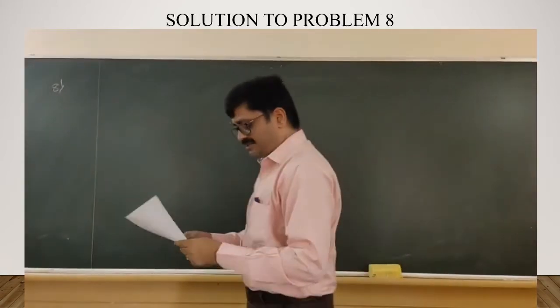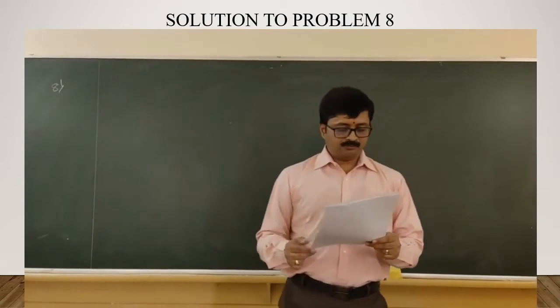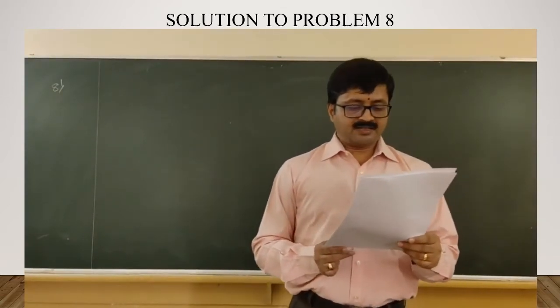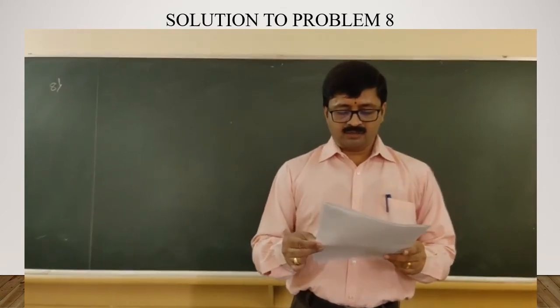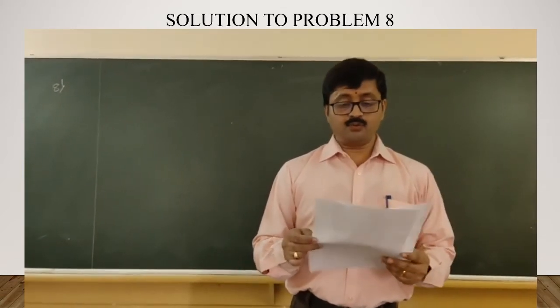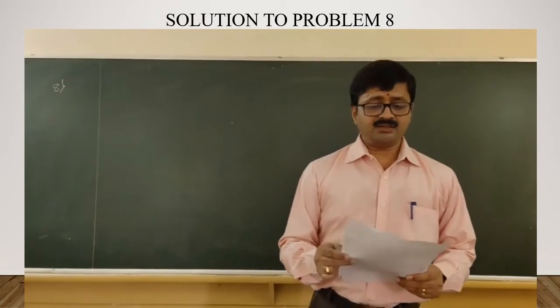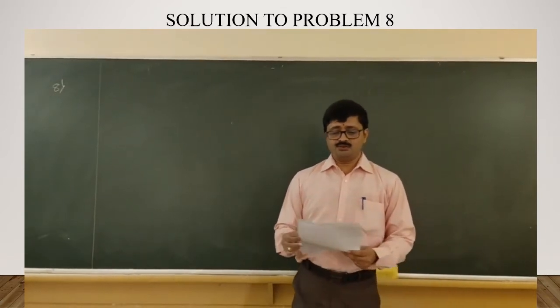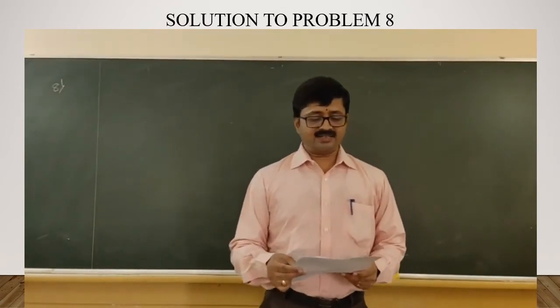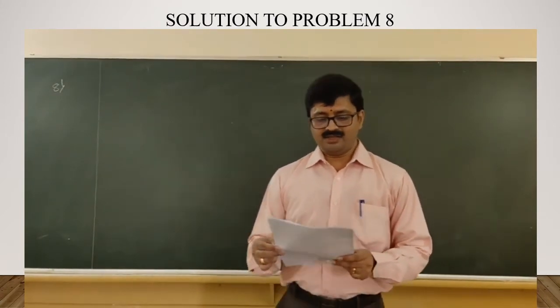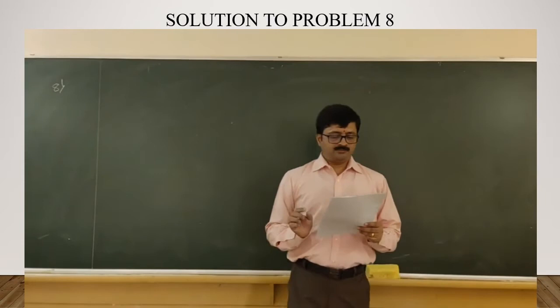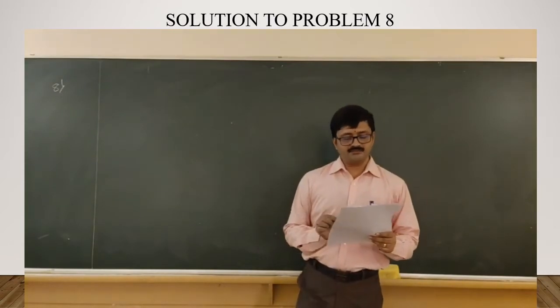Now let's take a look at 8th problem. A wire of resistance 18 ohm is melted and redrawn into a wire 2/3 of its original length. Calculate the resistance of the new wire. What is the percentage change in the resistance of the wire? Okay, so in this problem we are supposed to find the percentage change in the resistance.